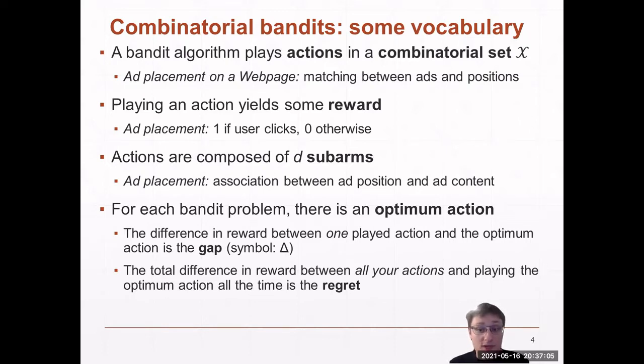And you can learn very meaningful information about each sub-arm. For each bandit problem, there is also an optimum action, the one that gives the best reward. The difference in reward between any action that you play and the optimum one is called the gap. And the total difference in reward between all what you played and an optimum agent that only plays the optimum action is called the regret. This regret is the main performance metric for bandit algorithms. Because if you have a very low regret, that means that your bandit is playing optimally.